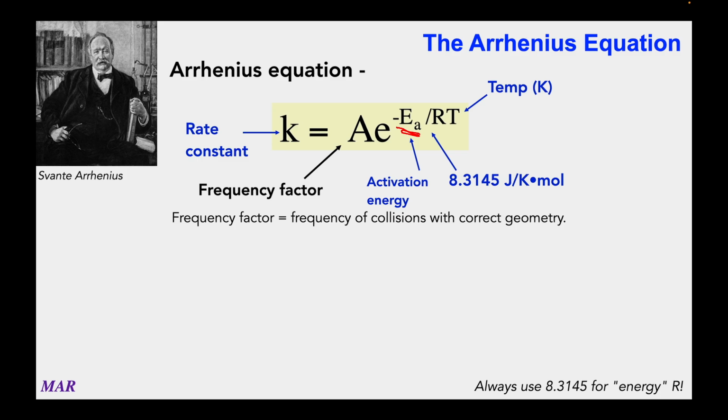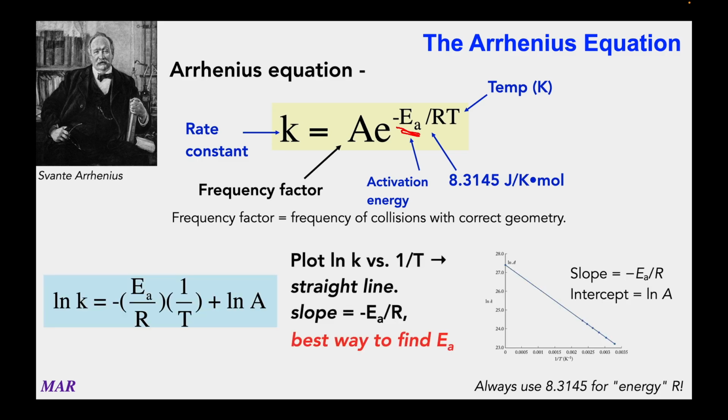So it's kind of a cool thing. When you're using the energy R, make sure that you always use 8.3145. Don't use any other value for R. You'll find other ones out there, but you use 8.3145 in this class. Anyway, this is a cool equation because it is a way to calculate the energy of activation, the E sub A value, from a rate constant.